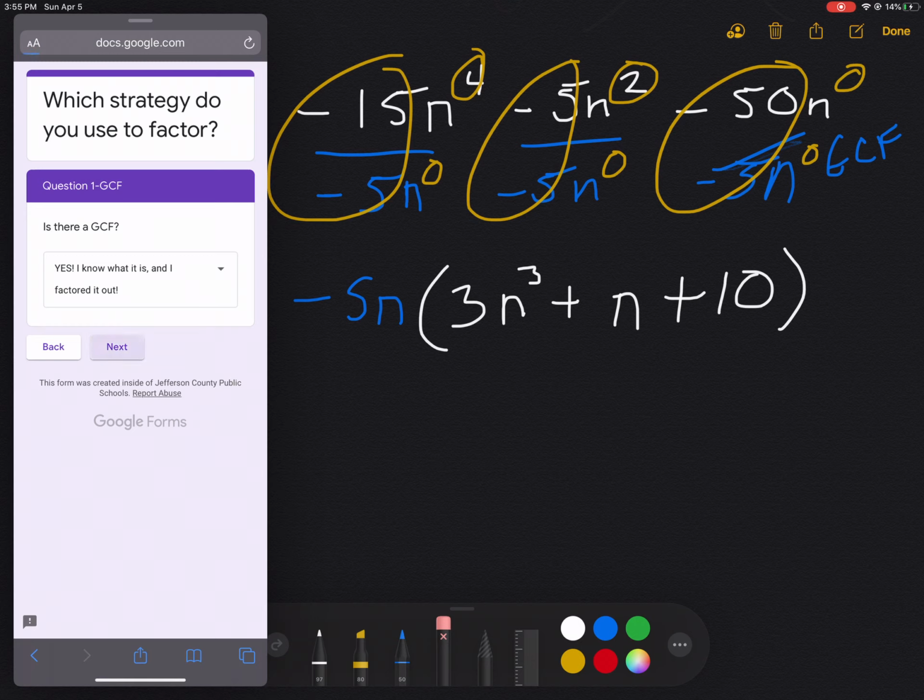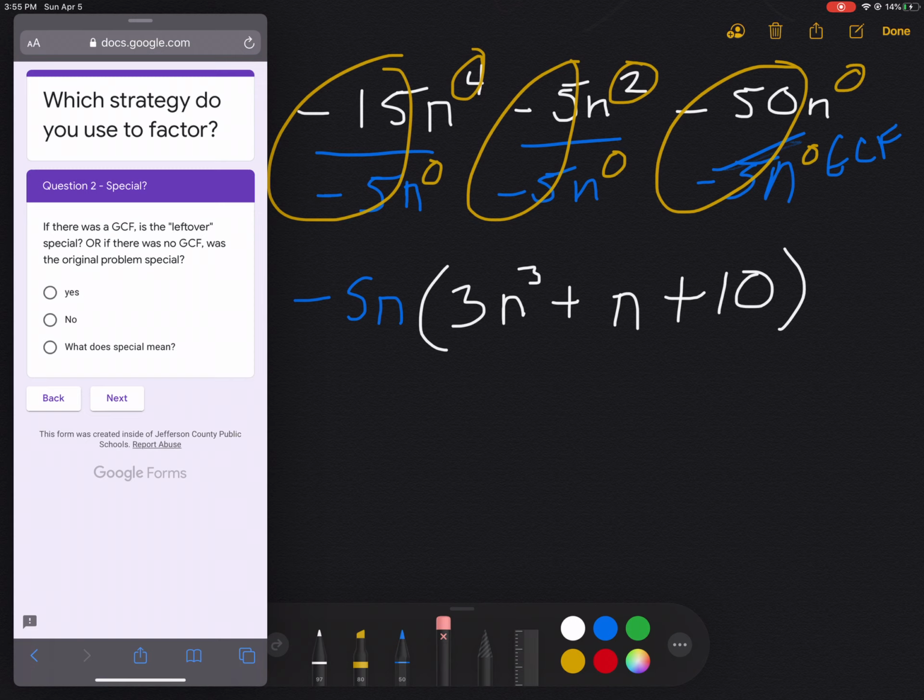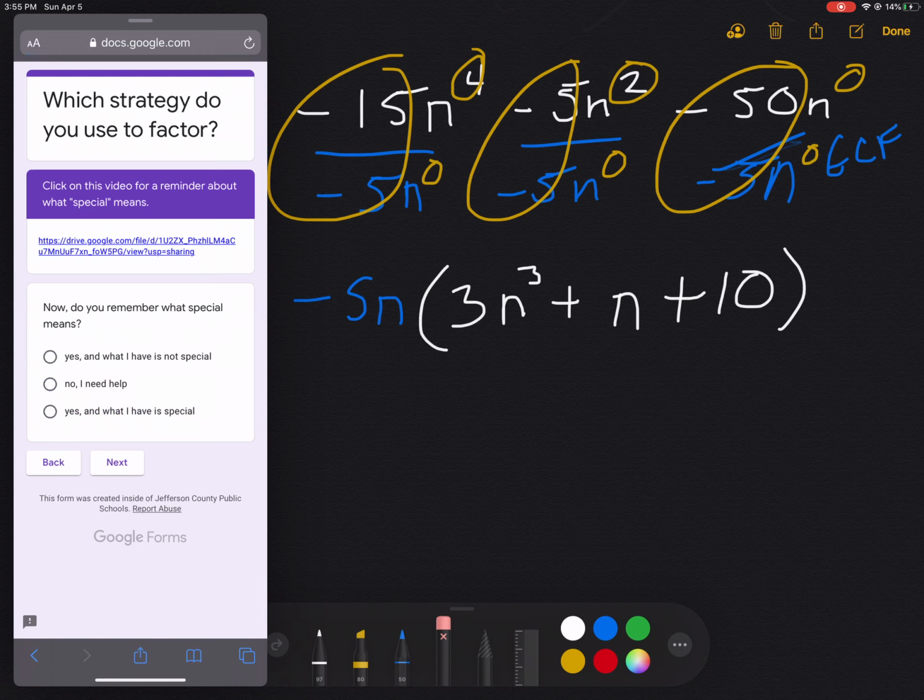So now I'm going to click next, and it asks me question number 2, is it special? So remember, if you don't remember what special means, you can click on that little button right there. What does special mean? You can go to next. There's a nice little review video for you so you remember what it means. And hopefully after you've watched the video, you can say yes.